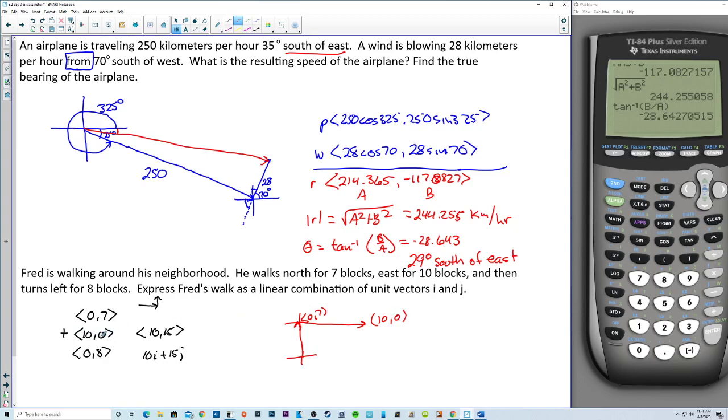So we have a component form of 10, 0. And then turns left for 8 blocks. So left this way. That's actually north, so this would be 0, how many blocks? 8 blocks again. So here's 0, 8. So express Fred's walk as a linear combination. So 0 plus 10 plus 0 is 10. 7 plus 8 is 15, so 10i plus 15j.